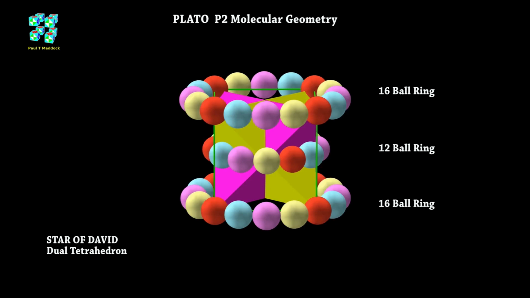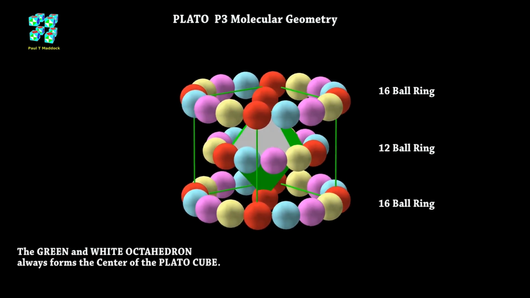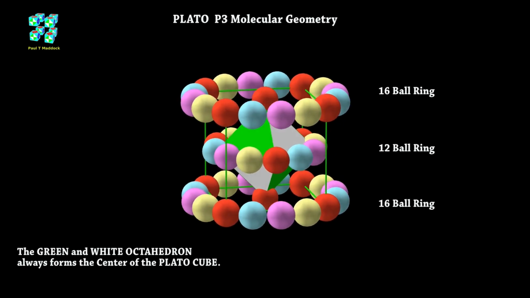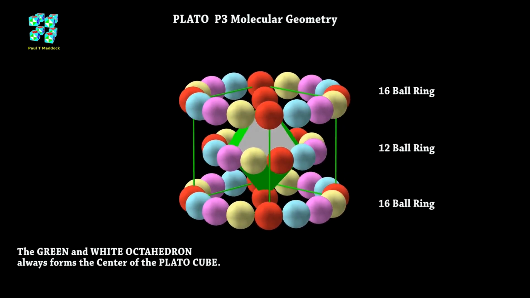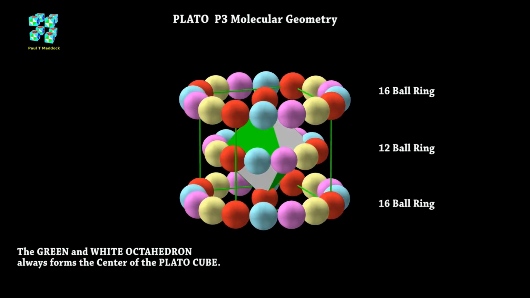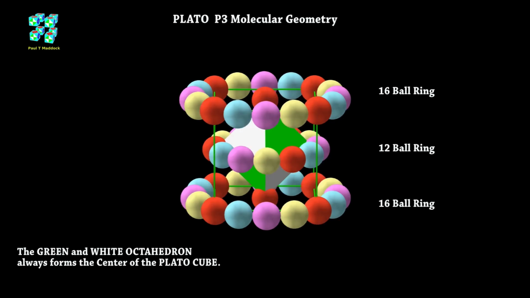Okay, the next one is going to be P3, and this is going to be the octahedron. This splits into 8 pieces: 4 white pieces and 4 green pieces. And remember, it formed the corners of the Bucky Cube. So it duals between the Bucky Cube and the Plato Cube.